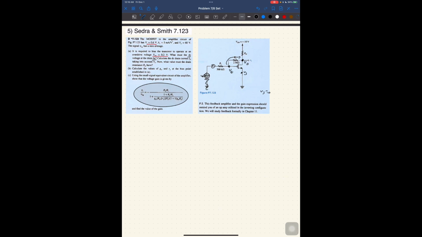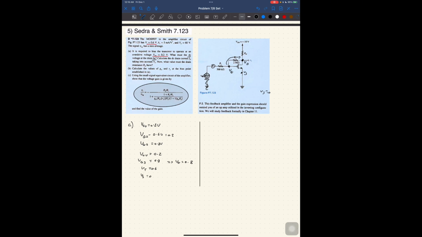Okay, so 7.123, part A. We are given that V_OV is equal to 0.2 volts. This simply means that VGS minus VT, where VT is equal to 0.6 volts, is equal to 0.2, such that VGS is equal to 0.8 volts. So V_OV is equal to 0.2, VGS is equal to 0.8, VT is equal to 0.6, VS is equal to 0, therefore VG is equal to 0.8. So these are just given values.